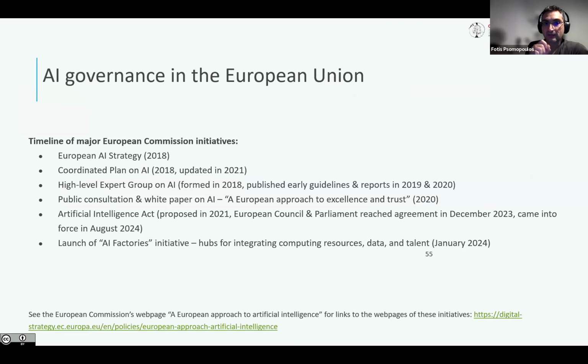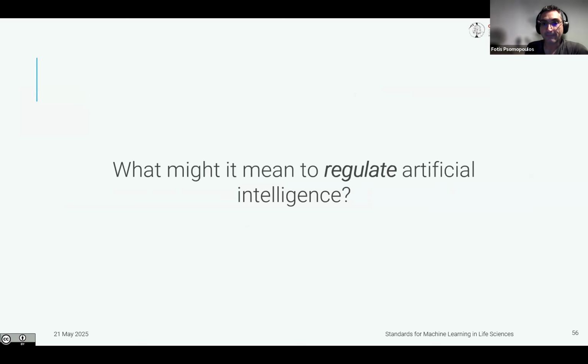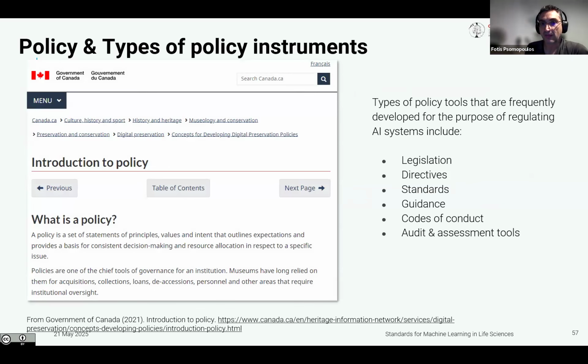In the EU, we currently have a whole set of initiatives around governance. The European AI strategy was in 2018. We have the AI Act in 2021 and the AI factories in January 2024. But the regulation means that we need to have a very clear understanding of what this means.